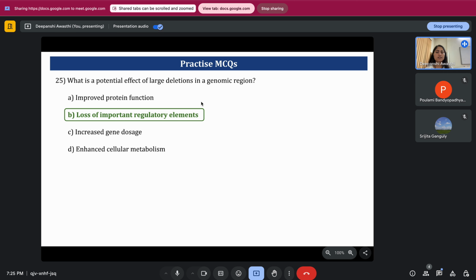So if there will be larger deletions, they can delete those regulatory regions. Now let's look at the other options. Improve protein function. In most cases, deletions can never improve the functionality of a protein. It can either delete that protein or, for example, if that deletion is in the silencer region, but that will also be a very small region.